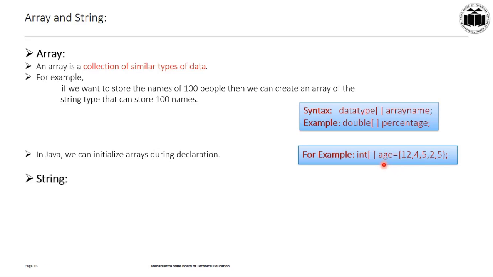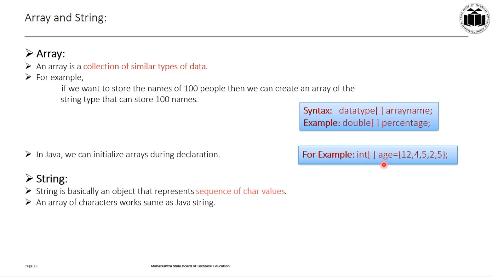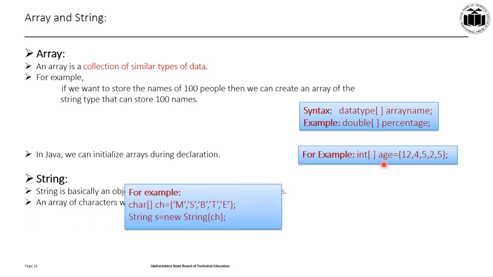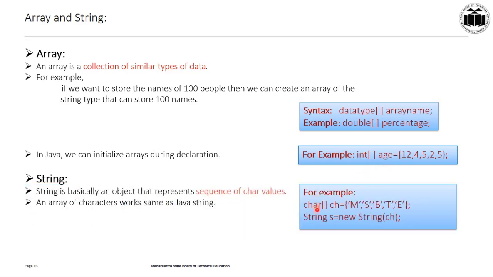String. String is basically an object that represents a sequence of character values. An array of characters works the same as a Java string. Here is a simple example which shows the string object. Here s is the object of string, equal to new String(ch). ch contains the characters M, S, B, T, E.